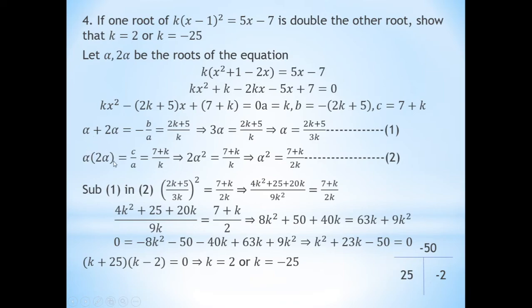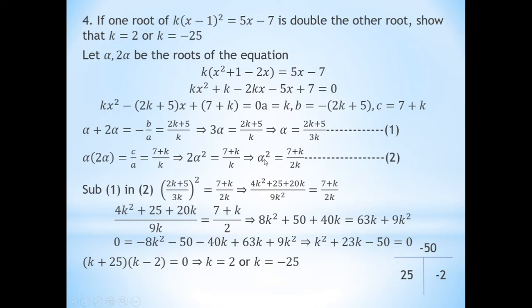Now product of the roots. 2 alpha into 2 alpha, which is what? c by a. What is c? 7 plus k. So 7 plus k divided by k. So alpha into alpha is alpha square. So 2 alpha square is equal to 7 plus k divided by k. Now bring this 2 to the denominator. So alpha square is equal to 7 plus k divided by 2k.